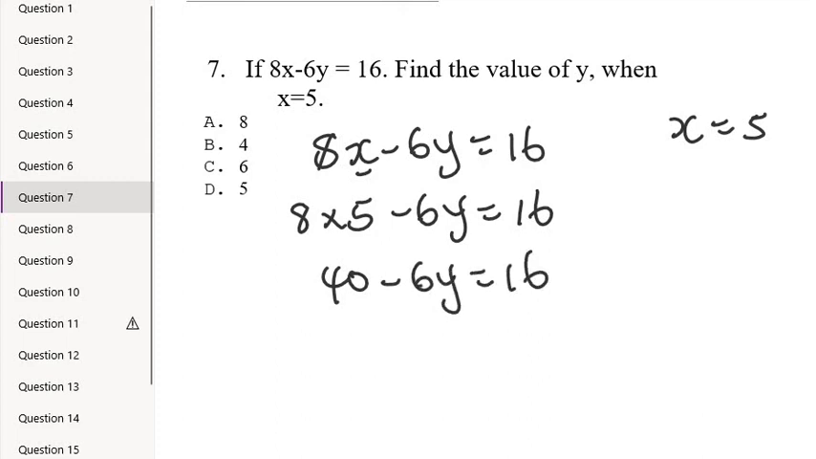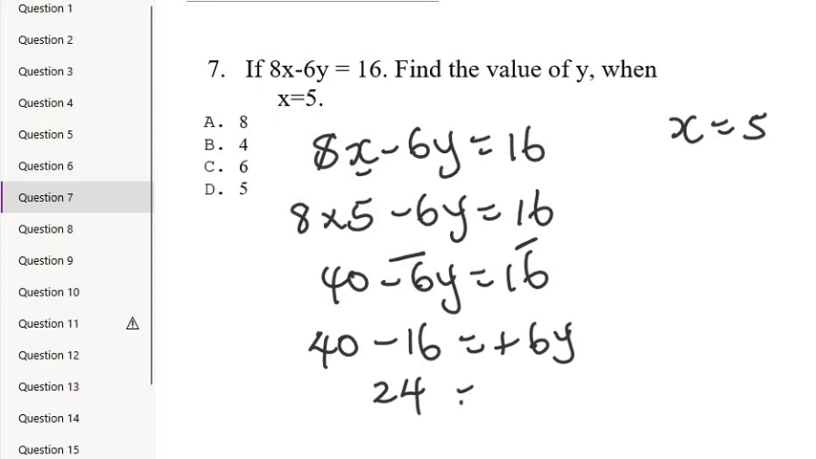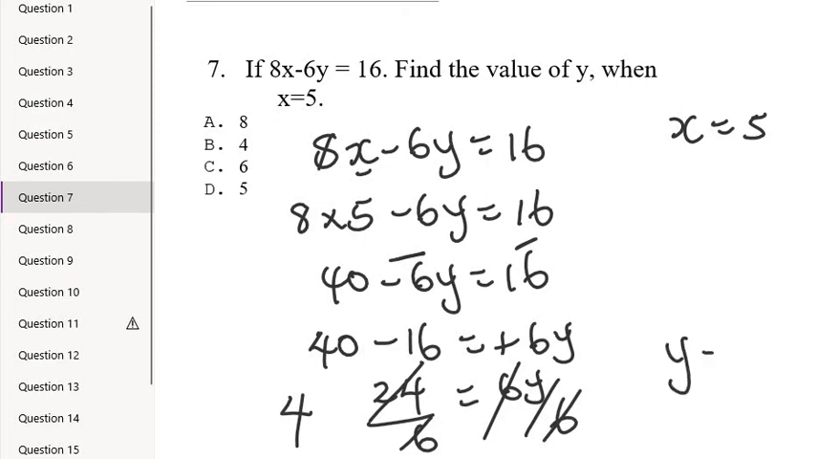Collect like terms. I'm going to move minus 6y to the right hand side and bring 16 to the left to give me 40. 16 being a positive number, as it crosses the equals sign, turns to a negative number. So 40 minus 16. Minus 6y is a negative number, as it crosses the equals sign to the right hand side, the minus goes and becomes plus 6y. 40 minus 16 gives us 24 equals 6y. To get y, divide both sides by 6. 6 cancels 6. 6 will go into 24 4 times. Y equals 4.